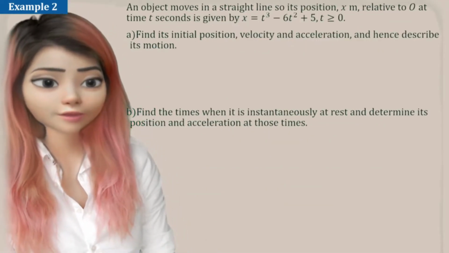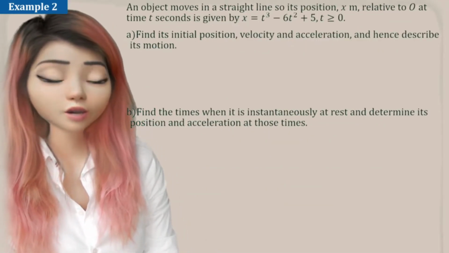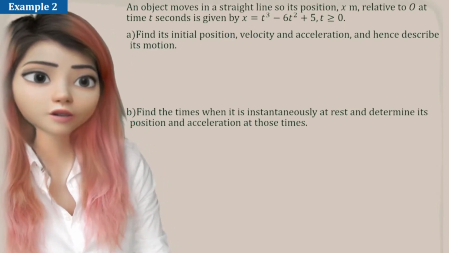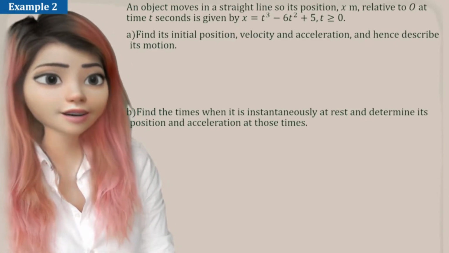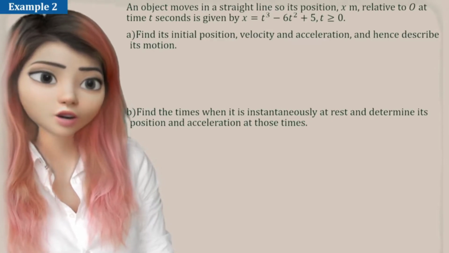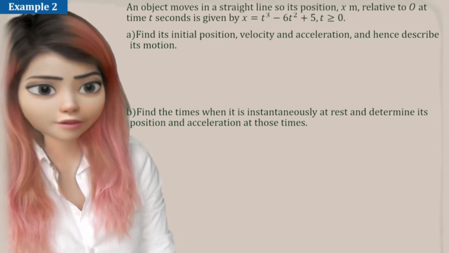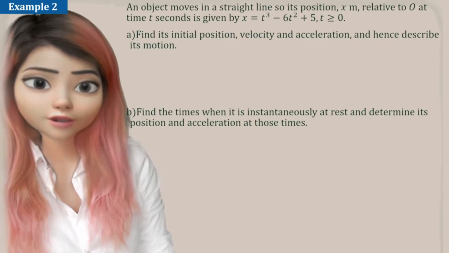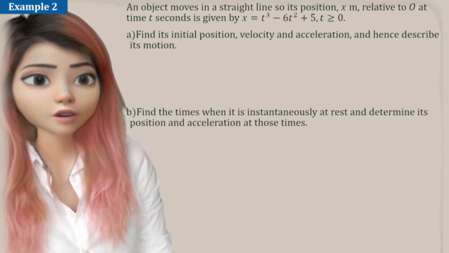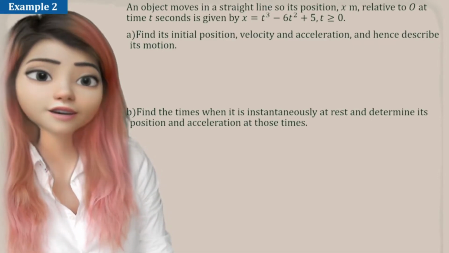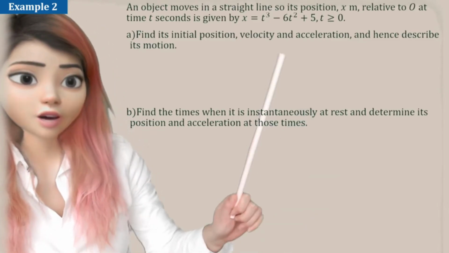Example 2. An object moves in a straight line, so its position x meters relative to the origin at time t seconds is given by x equals t cubed minus 6t squared plus 5, where t is greater than or equal to 0. Find its initial position, velocity, and acceleration, and hence describe its motion. So we have x there.